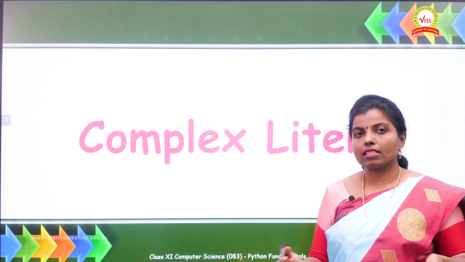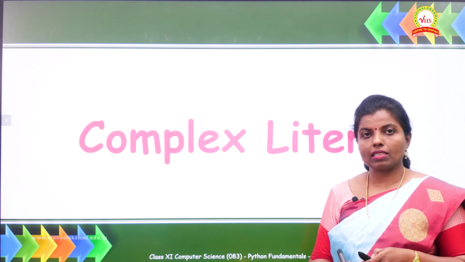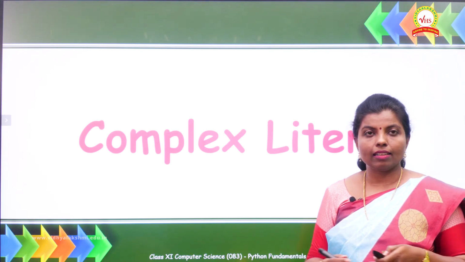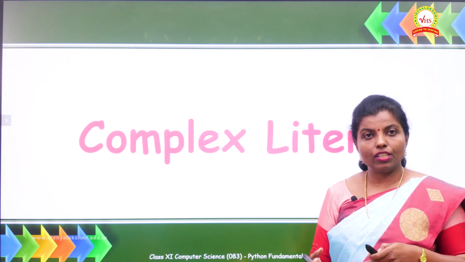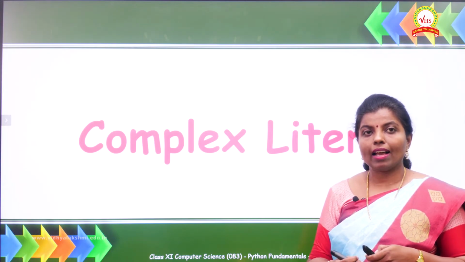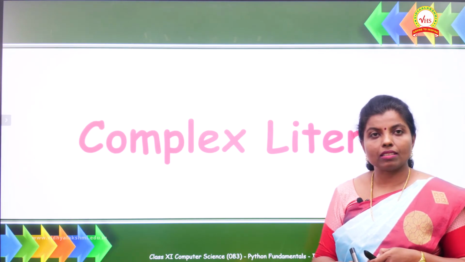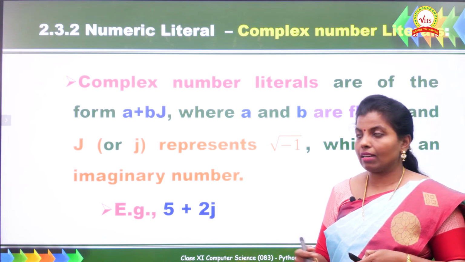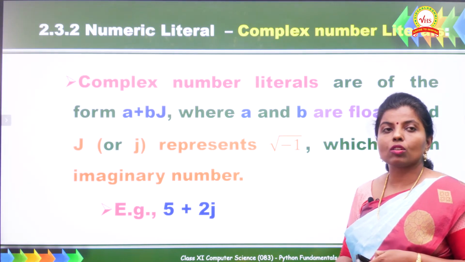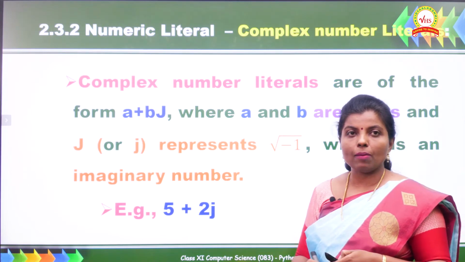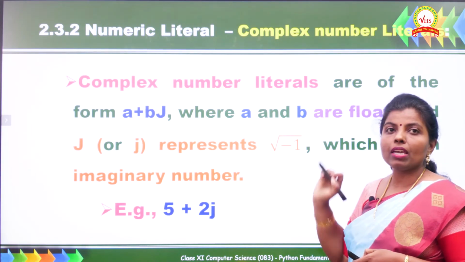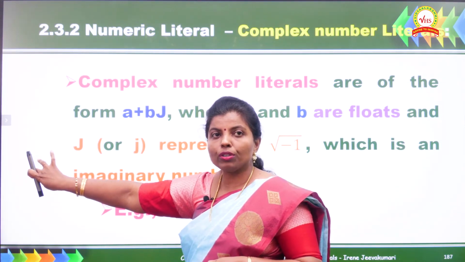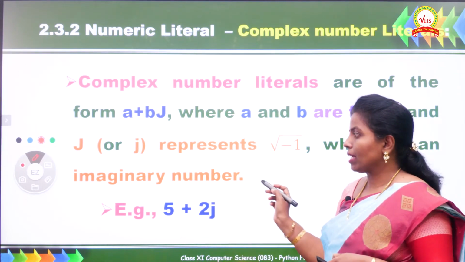Now, let us see the next literal of Python, that is complex literal. We have learned about numeric literals. The numeric literal can be represented in integer form, floating point form, and also in complex literal form. So, how is the complex literal form going to be, that we will see. Complex number literals are of the form a plus bj, where a and b are floats and j represents the square root of -1, which is the imaginary number.